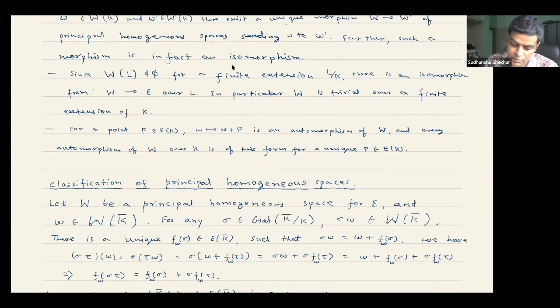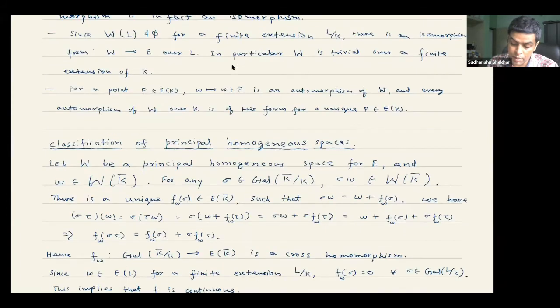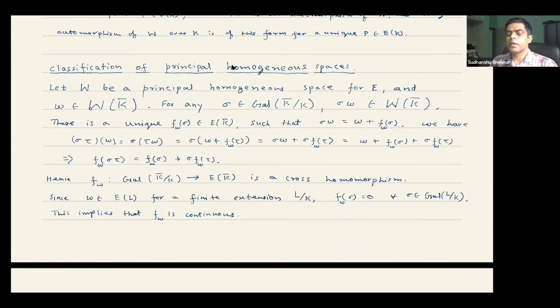Just like for sets, given a point P in E(K), we get an automorphism of W by multiplication by P. And in fact, it can be shown that every automorphism of W over K is of this form for a unique P belonging to E(K).